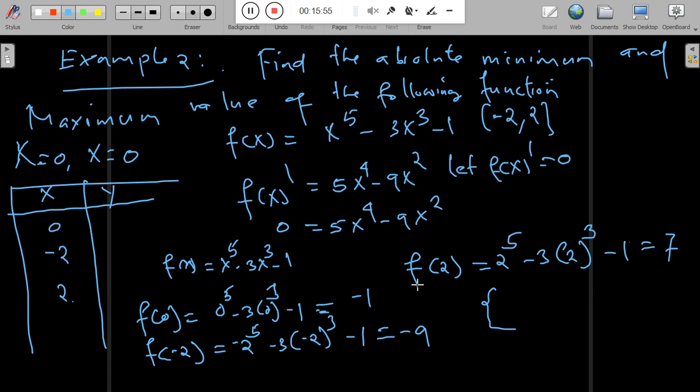So we try to observe the lowest and the maximum value. So the lowest value is -9 and the highest is 7. So the absolute minimum and maximum values of the function, which we call the extrema values, are -9 and 7, as you can observe.